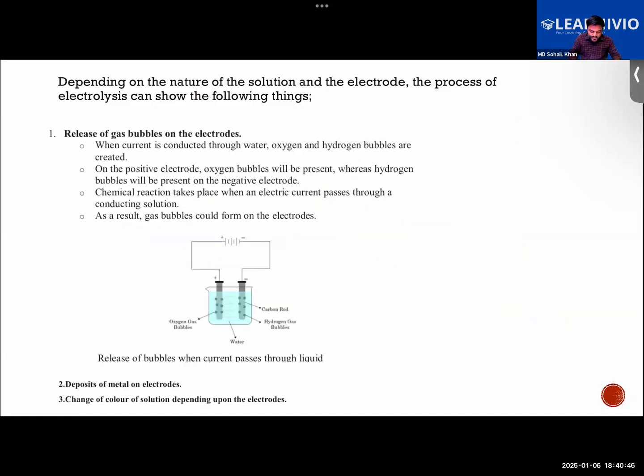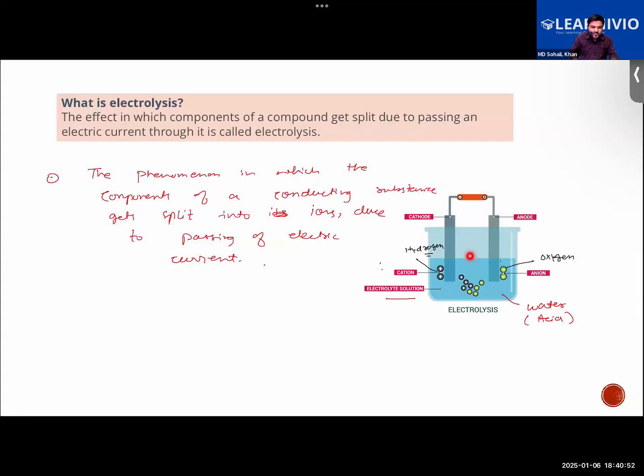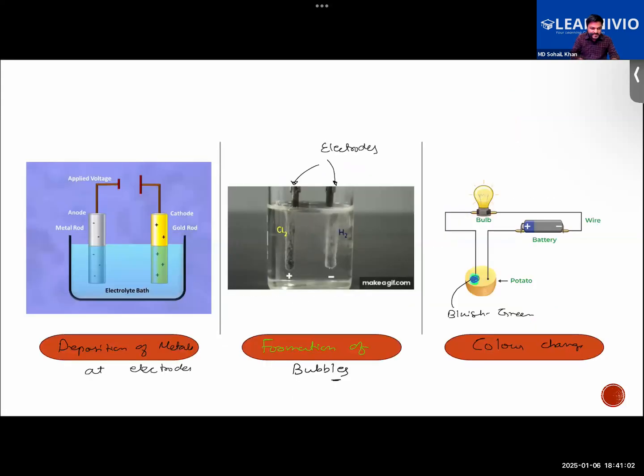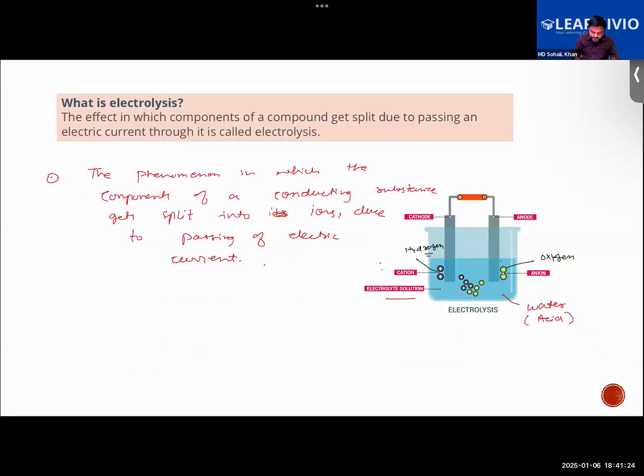That is one thing. Further, depending upon the nature of the solution, like which electrolyte you have taken or which electrodes you have taken, several changes can be observed. As you know, in the beginning we discussed that in the chemical effect of electric current, either you can observe deposition of metal from one rod to another, or formation of bubbles near the electrodes, or there can be color change also occurring. But all these changes depend upon the type of the electrolyte and the type of rod you are having, right?